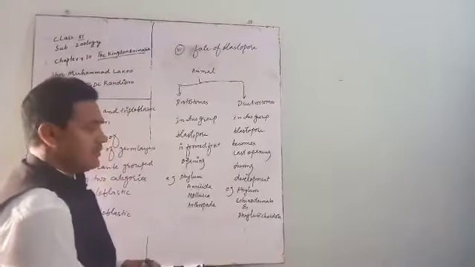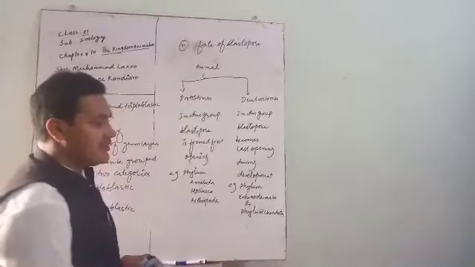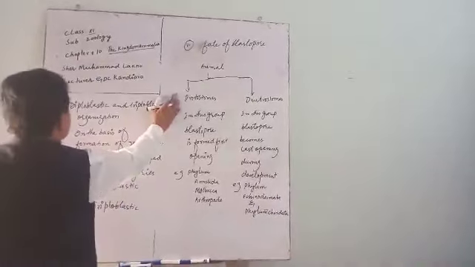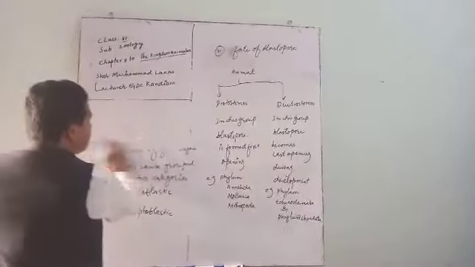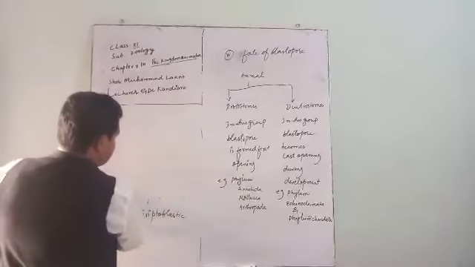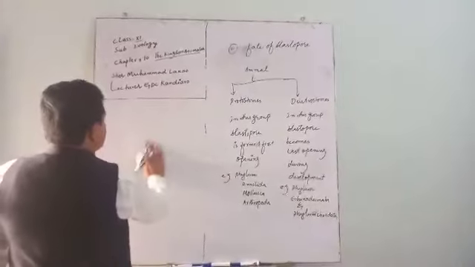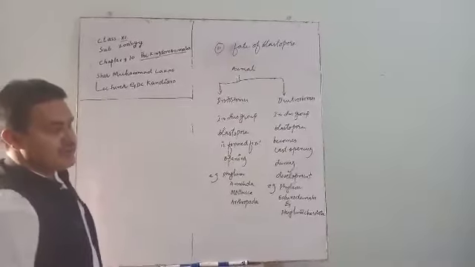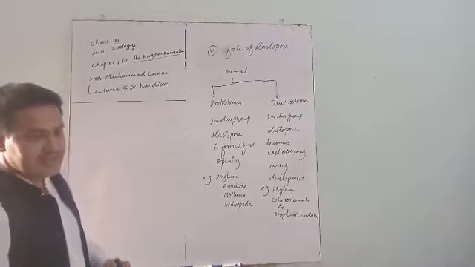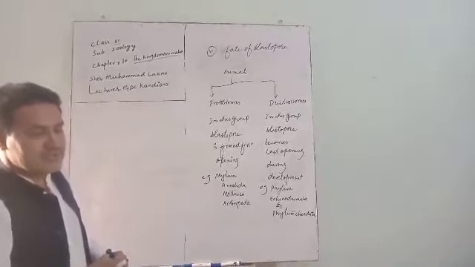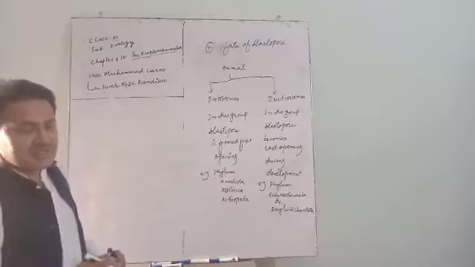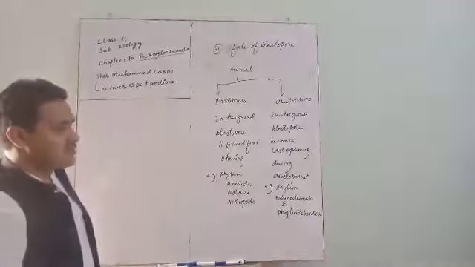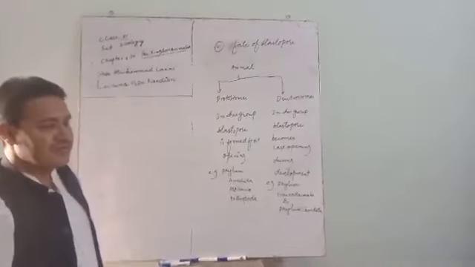Now we turn to our next topic, phylum Porifera. First of all, I have to teach you that there are 33 phyla in the animal kingdom, but we study only 9 phyla out of 33. So I am writing here the names of these phyla.